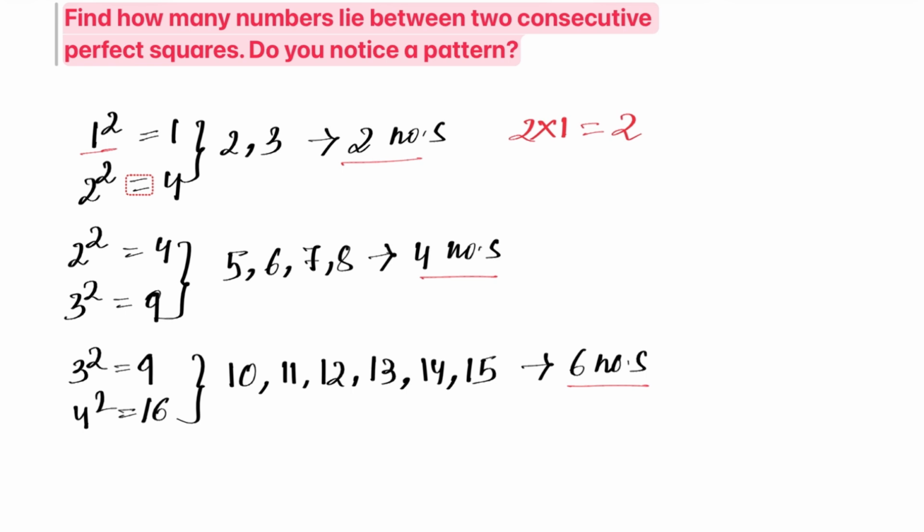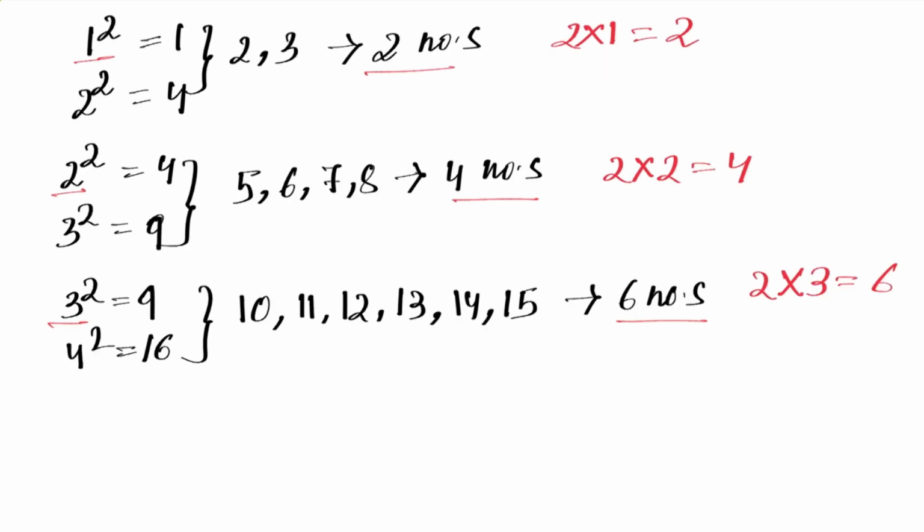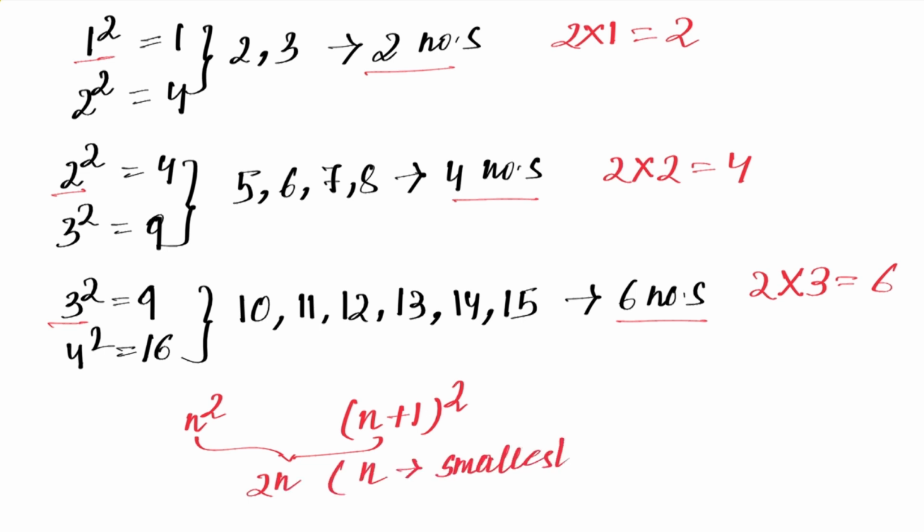Now between 2 square and 3 square, the smallest number is 2, so 2 into 2 is 4. 4 numbers are there. Between 3 square and 4 square, the smallest is 3, so 2 into 3 is 6. That's why 6 numbers are there between 3 square and 4 square. That means if there are two consecutive squares, n square and (n plus 1) whole square, how many numbers can lie between them? Can you find out? It's 2 into n, 2n.